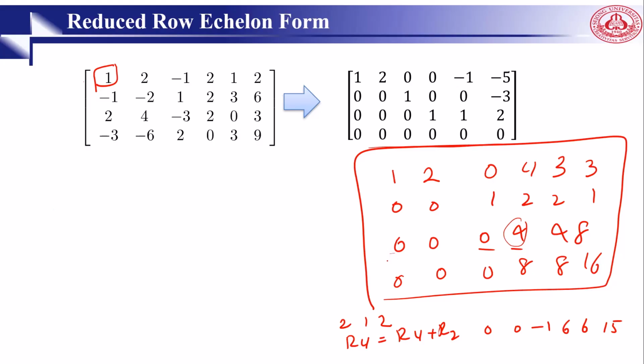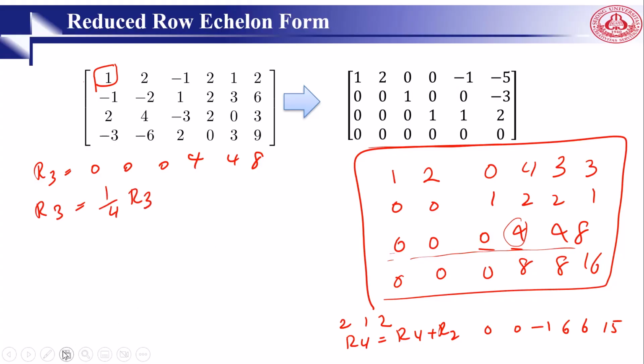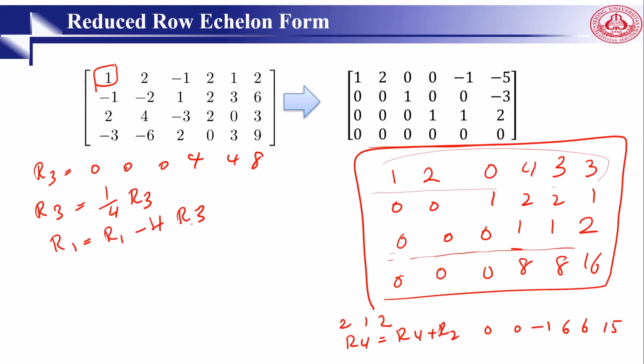Then we will go to R3. You can see R3 is equal to 0, 0, 0, 4, 4, 8. If we divide it by 4, R3 is equal to 1/4 of R3. So let's remove it. Then we will have 0, 0, 0, 1, 1, 2, right? Then if you look at R1, if we take R1 minus 4 times this one, so R1 equals R1 minus 4 times R3. So R1 now is 1, 2, 0, 0, -1, and -5.